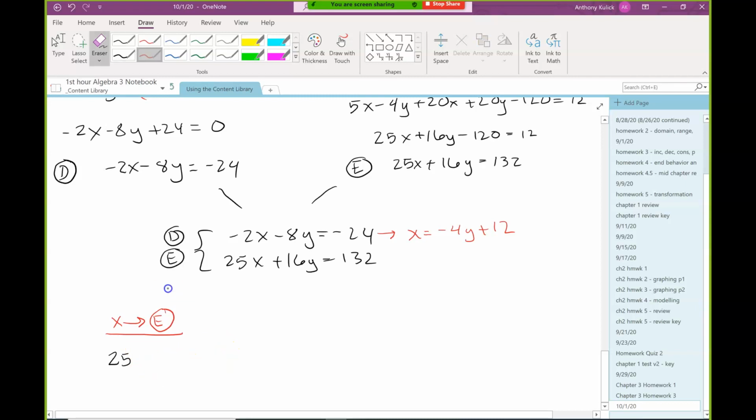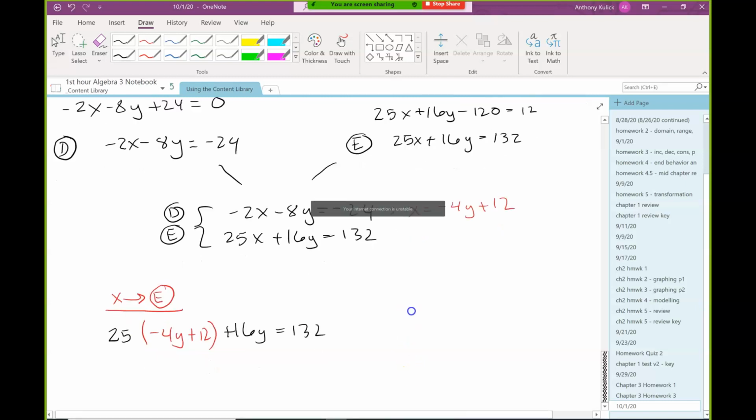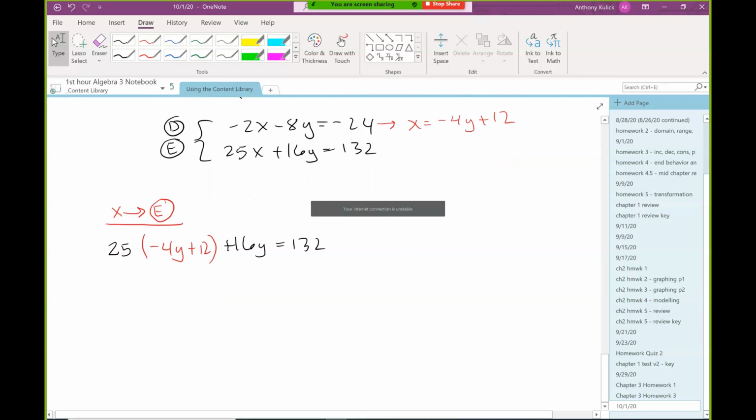Oops, I swear I changed the color. So far, so good. Again, stop me if I do something that you're not sure about. So now I notice that I have just one kind of variable left, right? I just have y's. So I'm going to go ahead and simplify this equation down and solve for y.